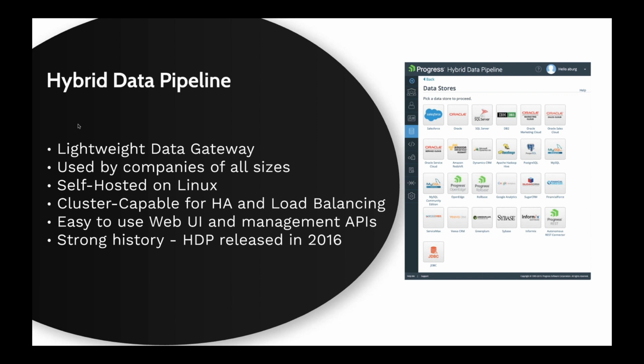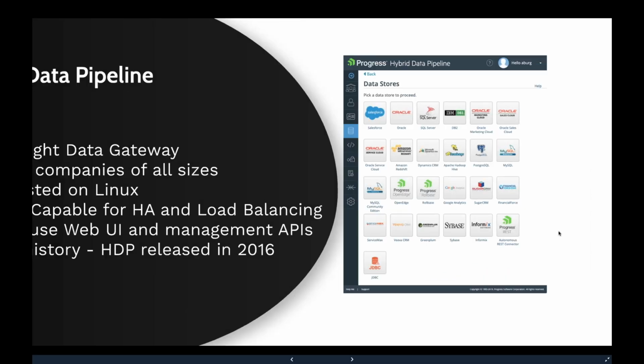It's cluster capable, so it supports your high availability and load balancing needs. It can be configured very easily through a web UI, which is included with the product, as well as a very rich set of management APIs, so you can integrate it with your existing solutions. And it has a very strong history. We released Hybrid Data Pipeline as a standalone product about 5 years ago, and before that it was based on a hosted offering that we had. So there's a lot of history. It's a very mature product.